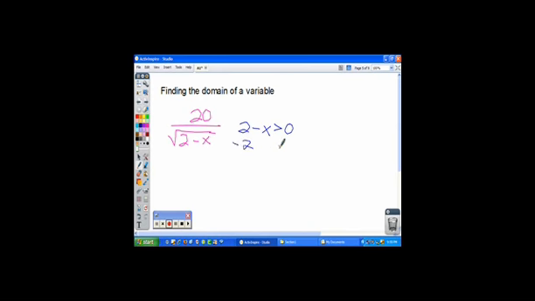So subtract 2, I get negative x greater than negative 2, and anytime I multiply or divide both sides by a negative, I flip the sign. So x is less than 2. If you want to write this in set builder notation, your domain is the set of all x such that x is less than 2. Okay?